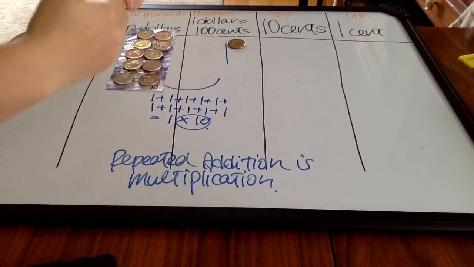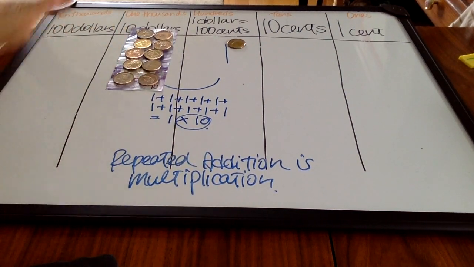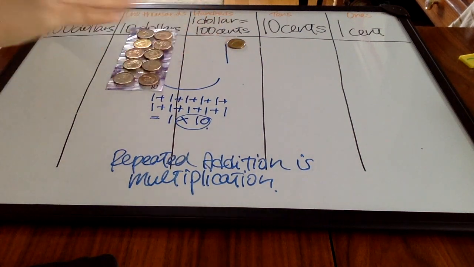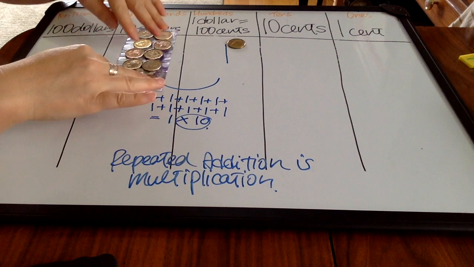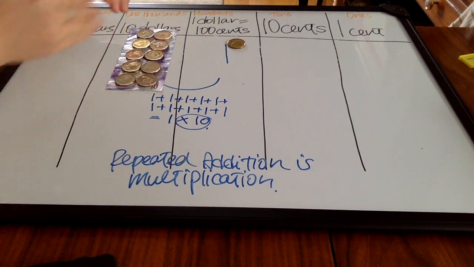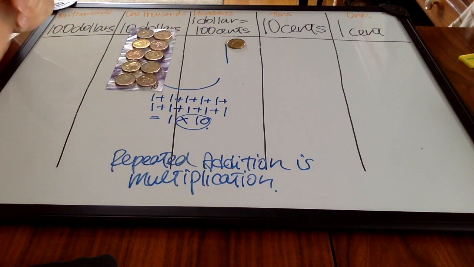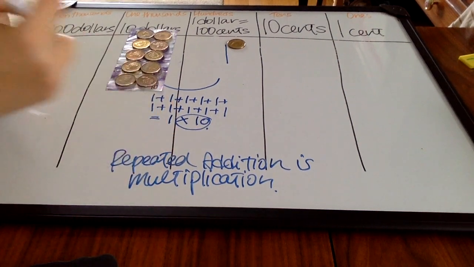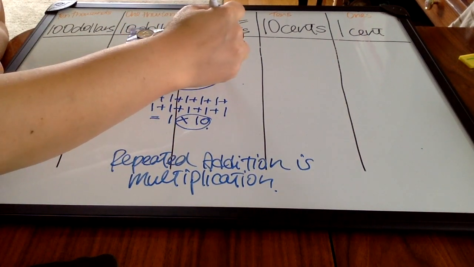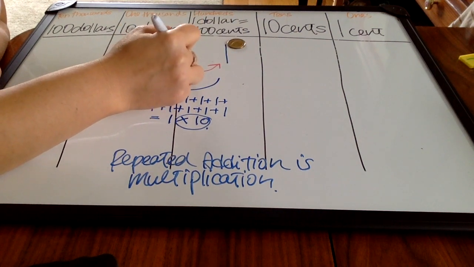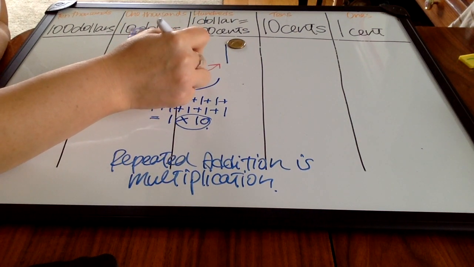So if I wanted to go from 10 to 1, how can I make 10 into a 1? What kind of operation do I have to do? That means I have to divide it by 10. So if I'm going this way, now I am dividing it by 10.